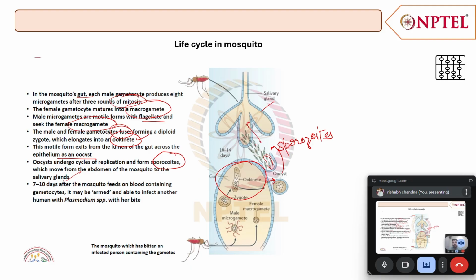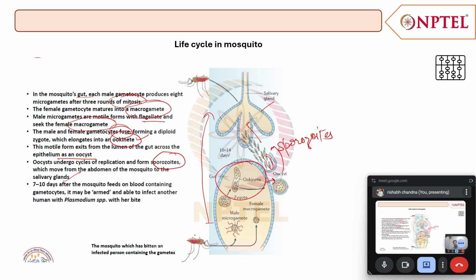After 7 to 10 days, the mosquito feeds on blood containing gametocytes. It may be armed and able to infect another human with the Plasmodium species with her bite. So after 10 to 14 days of taking the blood meal, it can easily inject the fully modified sporozoites into the humans. So that is actually a loaded Plasmodium species that can cause malaria in humans. This is how it takes place in humans.